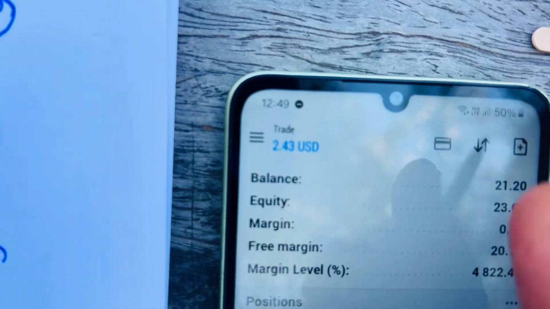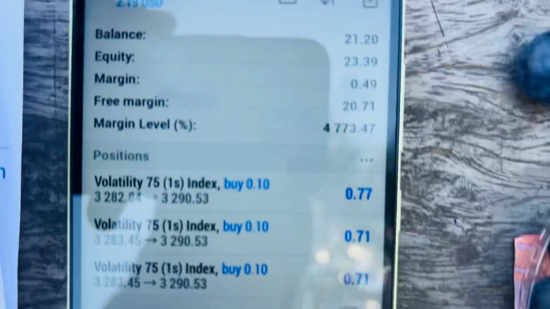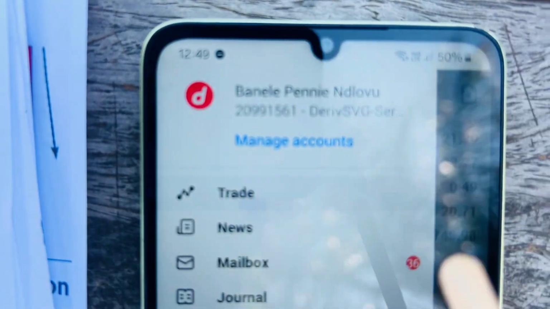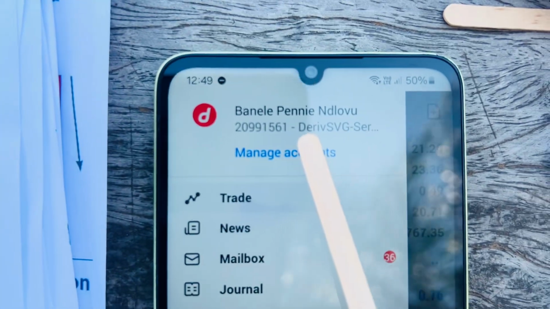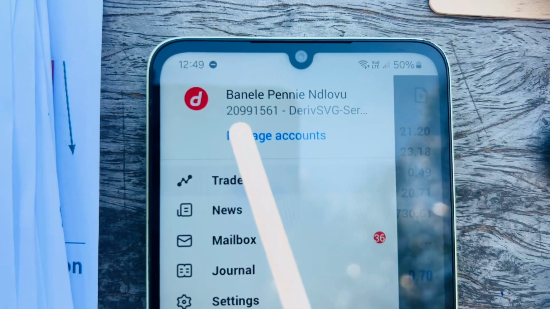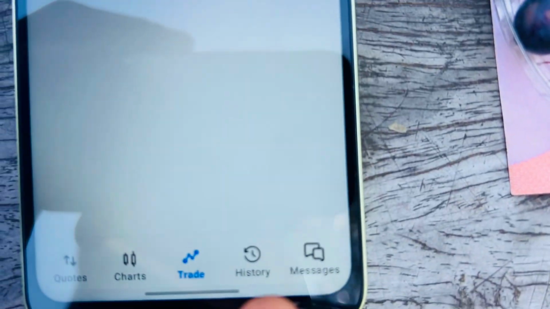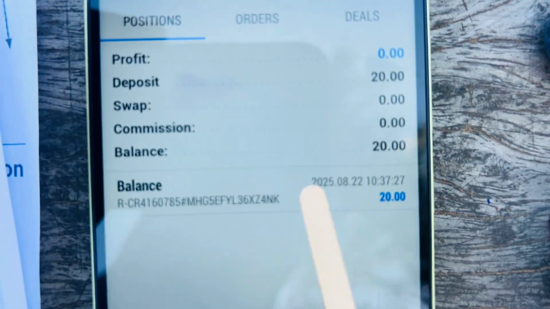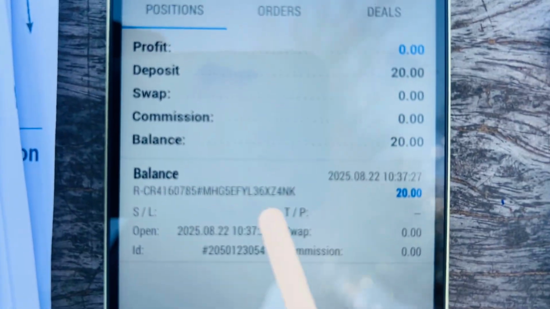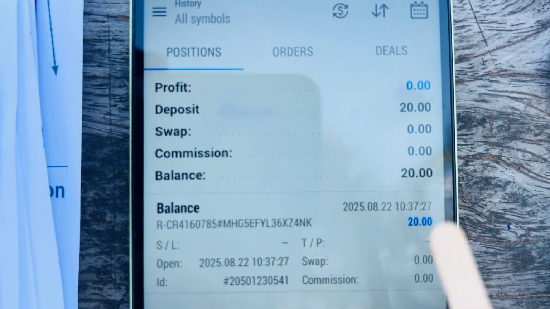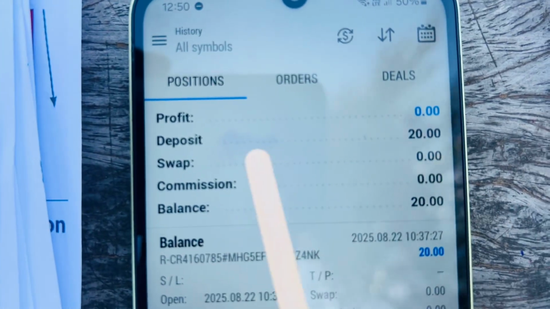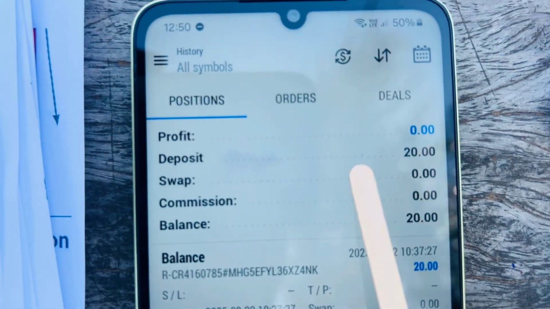And if you tap this icon here, you'll be able to see the deposit and withdrawal. Some brokers don't offer that feature, but that's how you know it's a real account. And if you tap here also, you'll be able to see the name of the person and also the account, the server name. That's how you know it's a real account. And if you click history, you'll be able to see the deposit here with the address and the dates and all that, and how much money you've profited, deposited, and money that you actually withdrew.